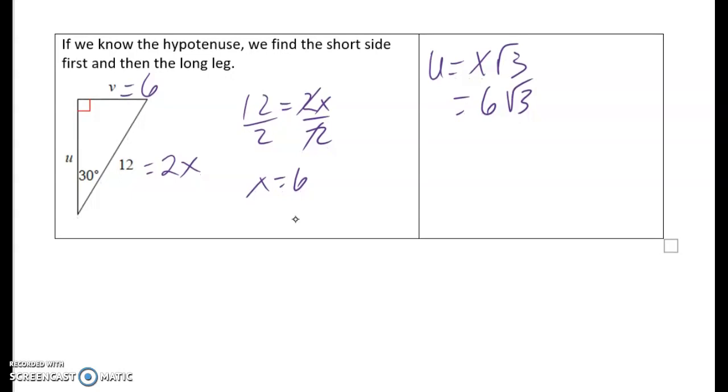In other words, if I wanted to find u or v given the sides that we have, with this hypotenuse at 12, I can still use trig. And to use trig, it would look like this. Okay? I can still do the same thing. So I'd want to start with my opposite, hypotenuse, and adjacent. And I would use SOHCAHTOA.